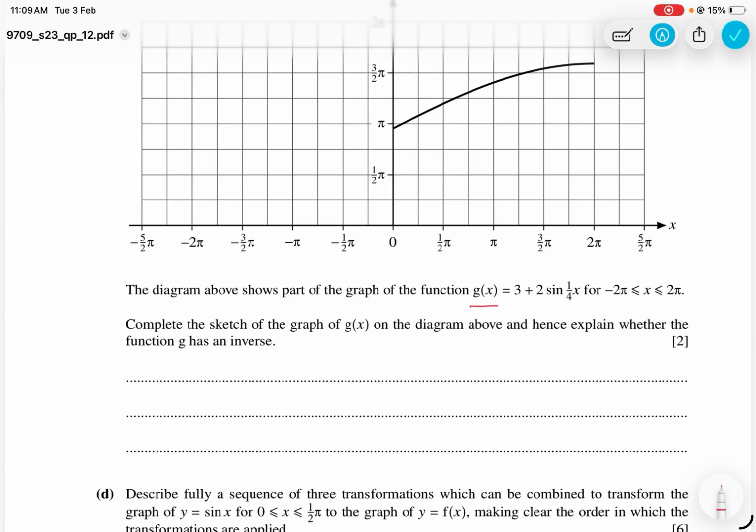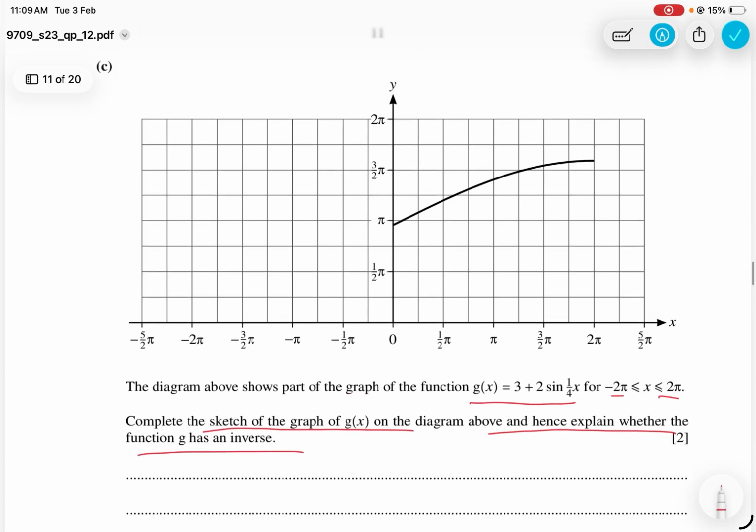The diagram shows a part of the graph, this one, between this and this. Complete the sketch of the graph on the diagram above and hence explain whether the function g has an inverse. Alright, so we have to complete the graph. We will start putting the values of input, put different inputs, and join the points. This is the way which we have. You can put different inputs and your graph will come like this, between minus 2 and 2 pi.